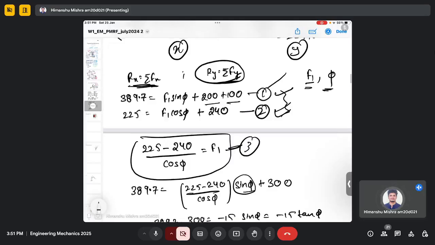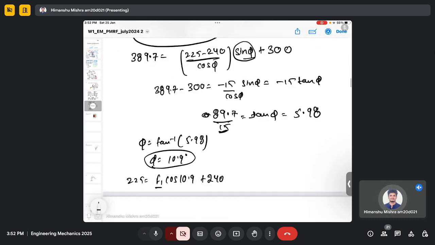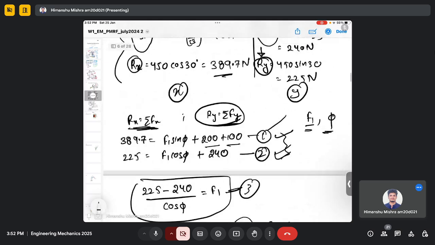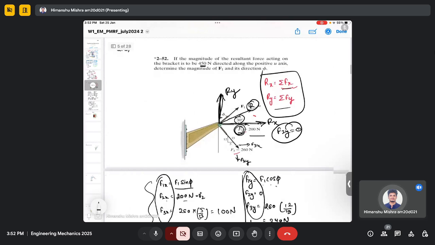So my equation 2 is 225 equals F1 cos phi, where phi is 10.9 plus 240. So now the only unknown is F1. So it's 225 minus 240 F cos 10.9. When you solve this, you will get F equals approximately 474 Newton, right? So it's a little involved with mathematics, but the concept remains the same.